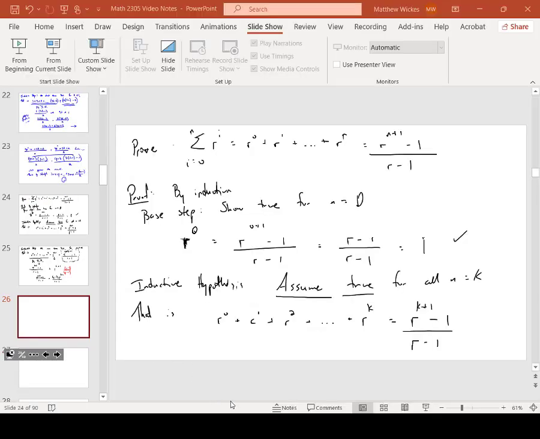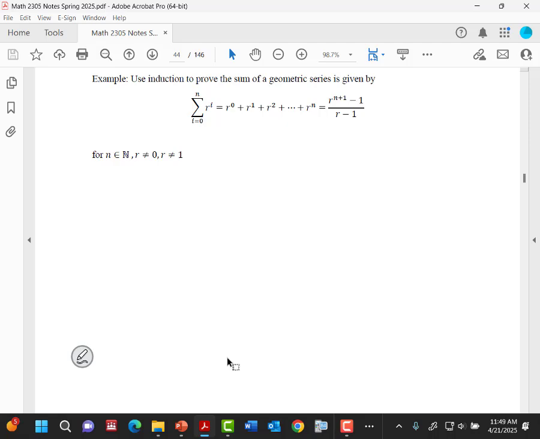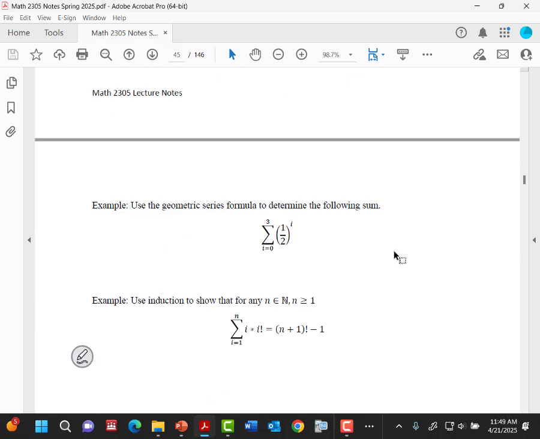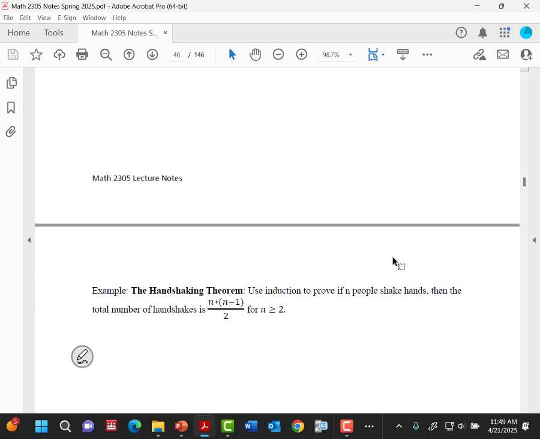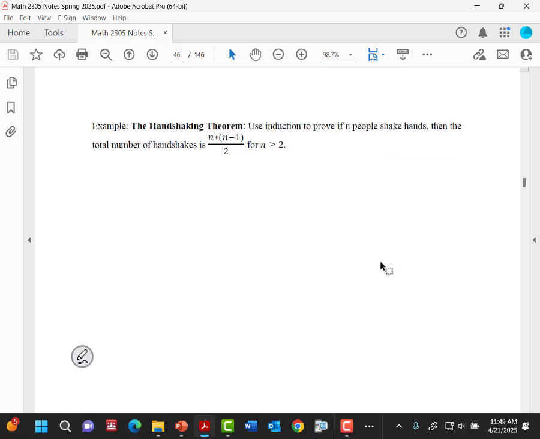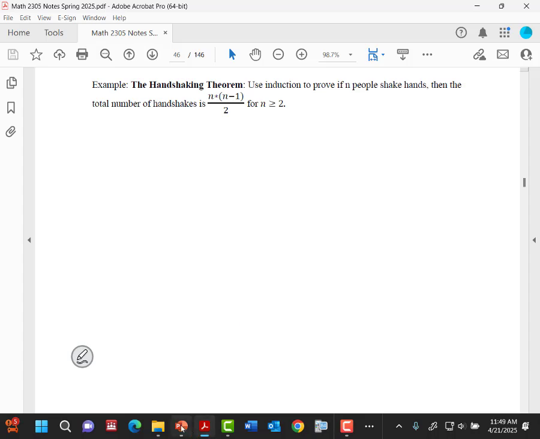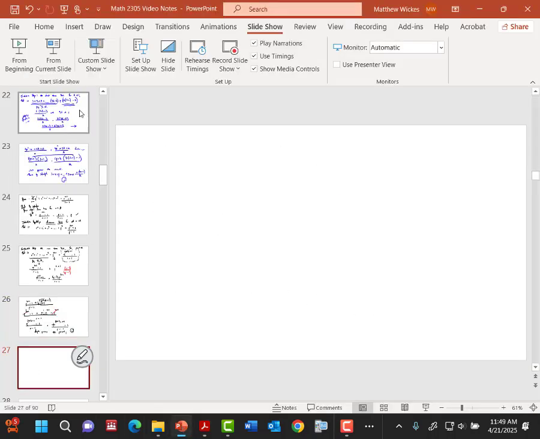Okay, lastly, I think there's one more proof that I want to take a look at. And this is called the handshaking theorem. So the handshaking theorem says this: use induction to prove if n people shake hands, then the total number of handshakes is n times n minus 1 over 2 for n bigger than or equal to 2. So let us see if we can't prove the handshaking theorem.